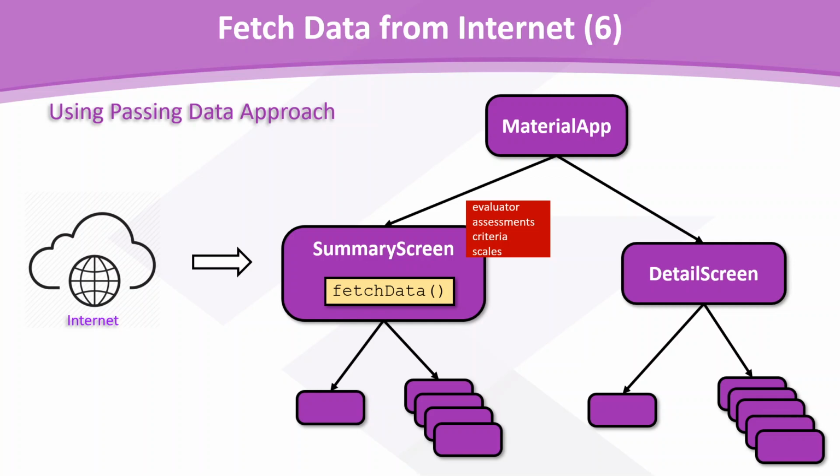So it should look something like this. Now fetching data we are going to call from the summary screen. Just now we were calling it from the main. And what happens next is the detail screen now gets data from the summary screen, not directly from global variables.